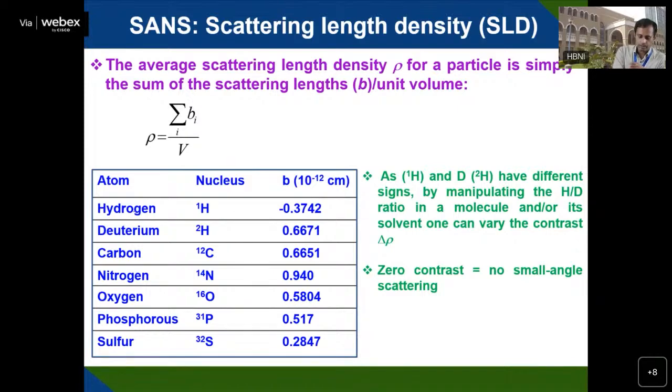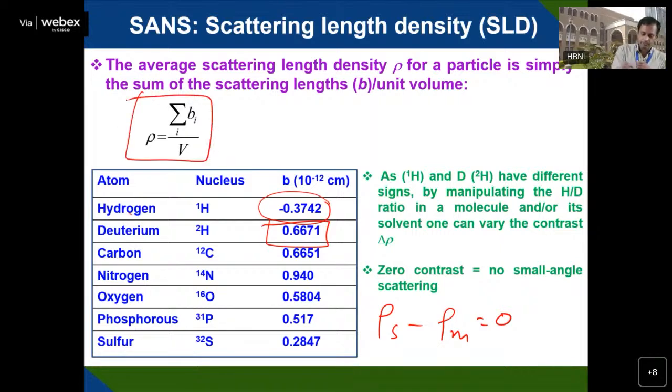You see that hydrogen is negative, minus 0.37 times 10 to the minus 12, but deuterium is positive. That's why hydrogen and deuterium are mostly used, and deuterated solvent is used in neutron scattering studies. If you have a zero contrast, there is no variation between the solvent, that is rho sample minus rho medium is zero. In that case, you will not get any contrast variation or any information from the study. Here rho is expressed by the sum of Bi over Vi, the scattering length per unit volume.